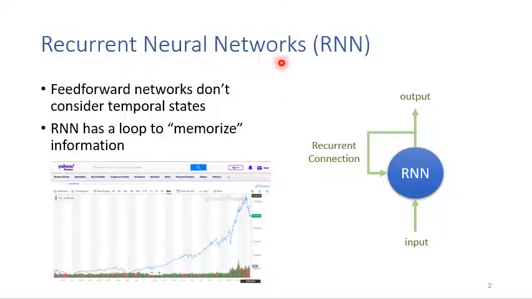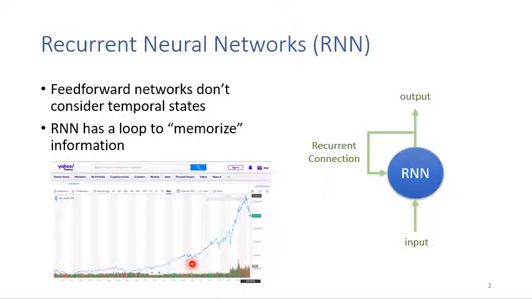Recurrent neural networks can solve a problem of feed-forward networks. The feed-forward networks, such as densely connected networks or convolutional neural networks, don't consider the temporal states. In other words, feed-forward networks don't consider the relationship between current sample and the previous samples. For some kind of data, especially time series data, the relationship between current and previous samples is very important.